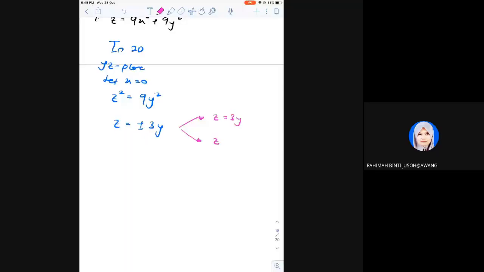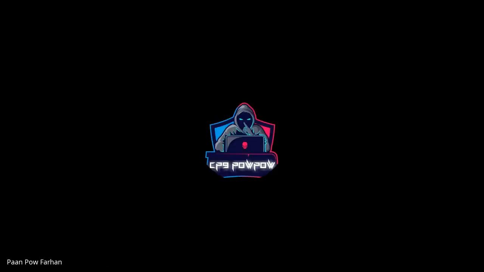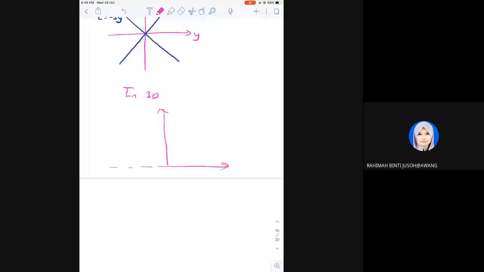When you plot in 2D, the Y axis is horizontal and the Z axis is vertical. Z must always be vertical. So z equals to 3y is a straight line passing through the origin, and the second line, z equals to negative 3y, has a negative gradient. Now you can see it in 3D: a double-sided cone, we have both sides of cones.